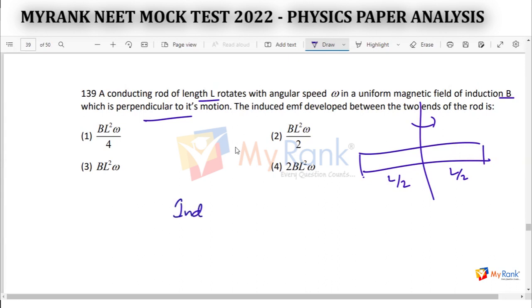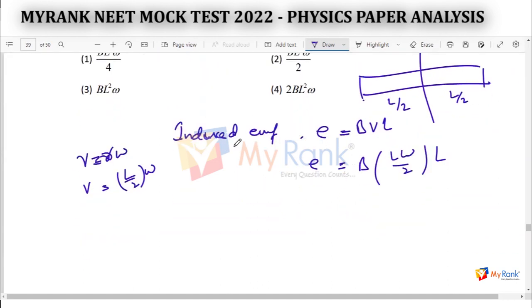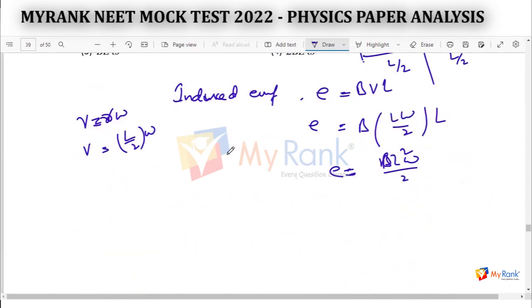So I can say that induced EMF is nothing but BLV. V is nothing but R omega, students. So R is nothing but L by 2, so V is nothing but L omega by 2. Here it is L. So what's left over is nothing but BL square omega by 2, the induced EMF. The question is asking for induced EMF.